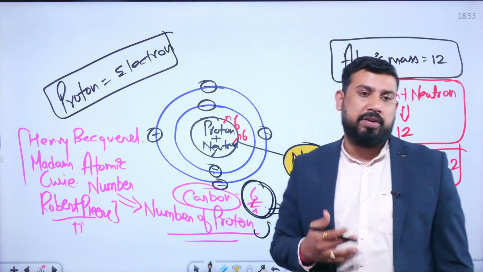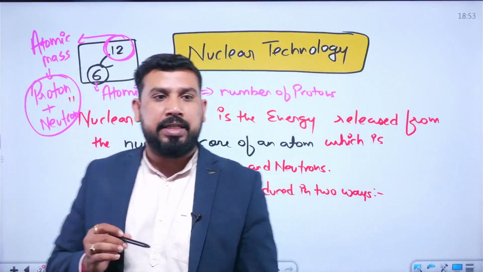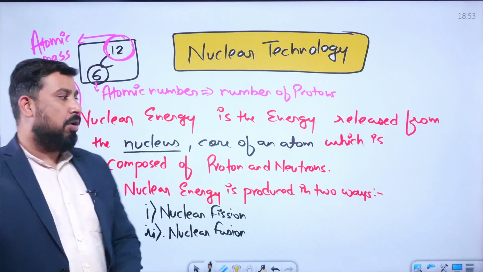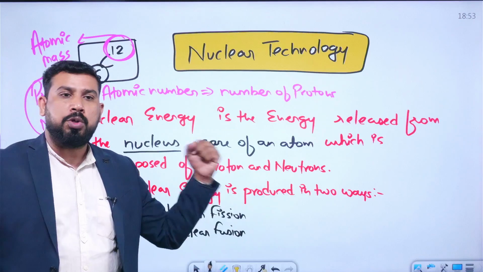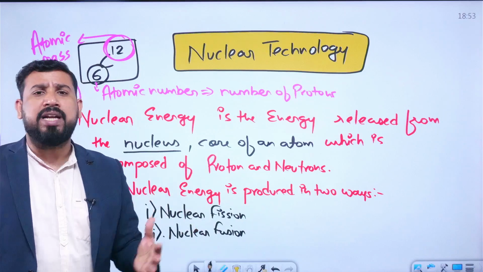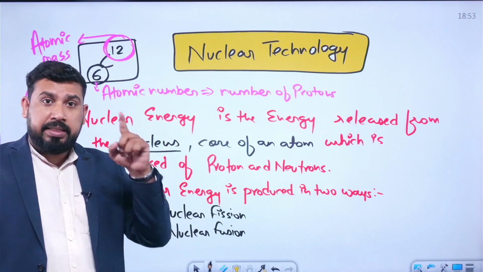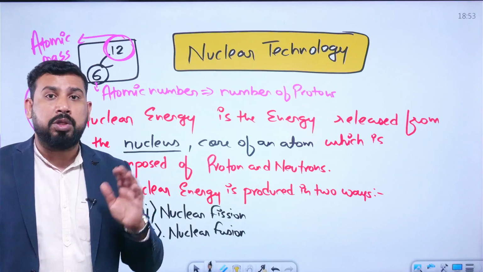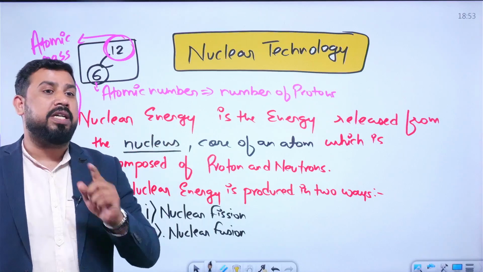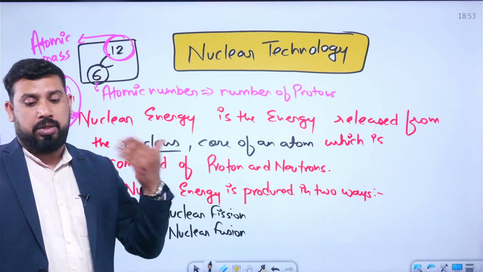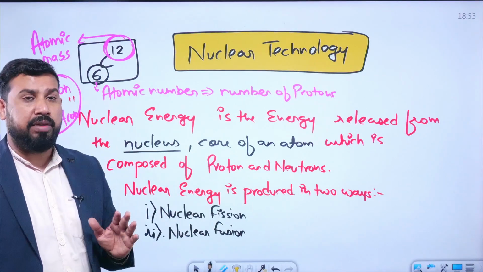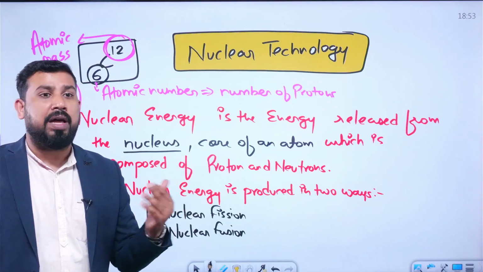So in this particular chapter, nuclear energy is the energy released from the nucleus. And why is this happening? Because their nucleus is unstable. The nucleus, or core of an atom, is composed of protons and neutrons. If any atom has some atomic mass, that atomic mass is always equal to the number of protons plus the number of neutrons, and those neutrons and protons are present in the nucleus. If the nucleus is unstable, then the atom stabilizes itself, and during that time it releases some energy in the form of alpha, beta and gamma radiations.